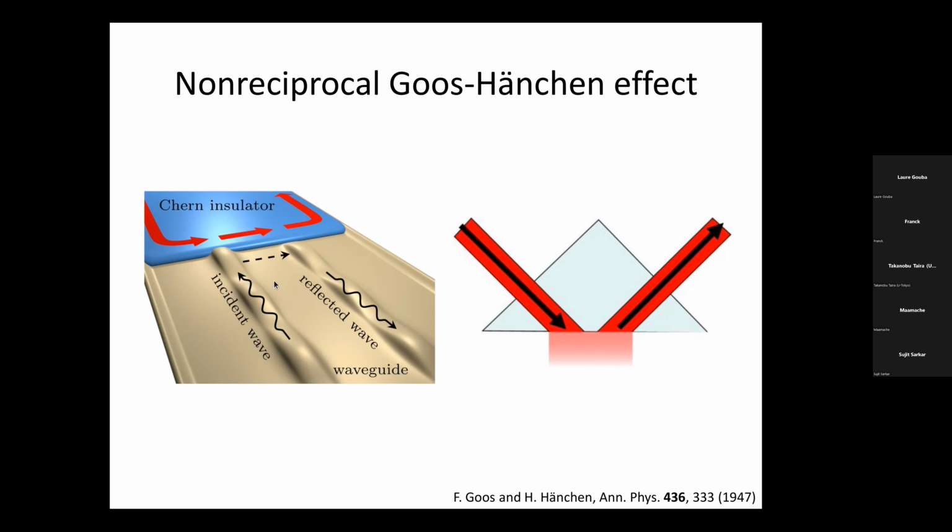But one important difference is that this shift happens even at normal incidence. In order for the conventional Goos-Hänchen effect to work, you need to have the beam come in at an angle. Then you can get a shift of the reflected wave. But if the beam comes in directly perpendicular to the sample, the reflected one will be at the same position. Here, this is a kind of non-reciprocal Goos-Hänchen effect. So this is already a difference to the conventional one. Even if the wave hits the sample perpendicularly, you're still going to observe this shift.